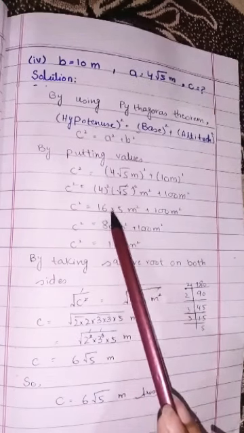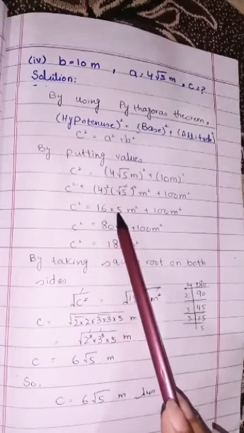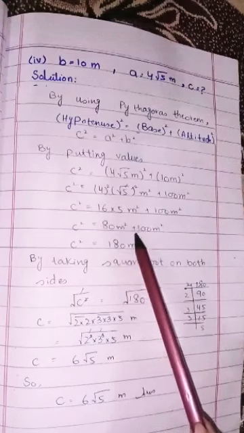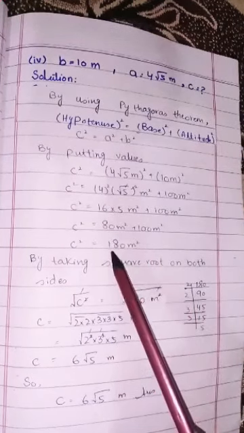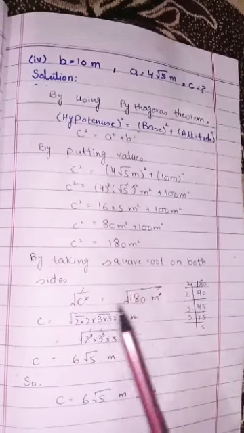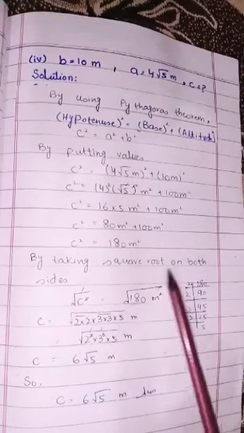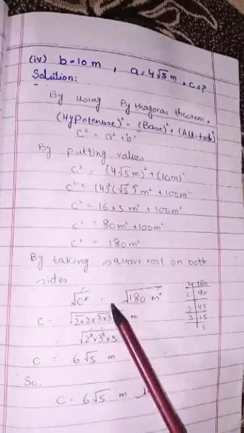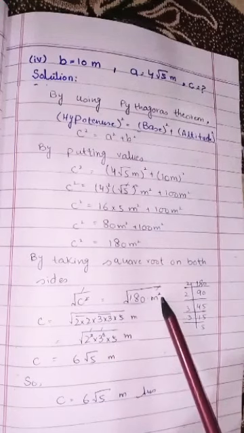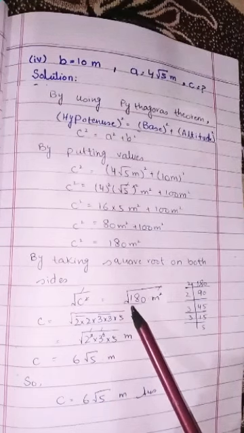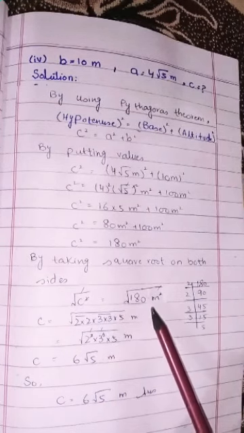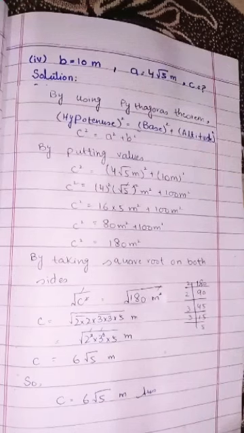Now we have 16 into 5 meter square. 16 into 5 we got 80 meter square plus 100 meter square. Students, both values are adding, so we got 180 meter square. Now students, by taking square root on both sides, square root of c square is equal to square root of 180 meter square. Students, we cannot get the whole square of 180, so we will factorize 180.